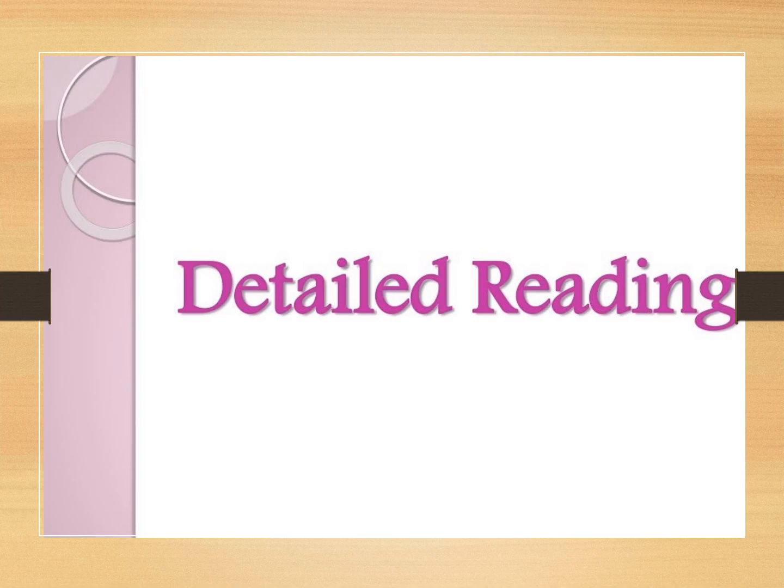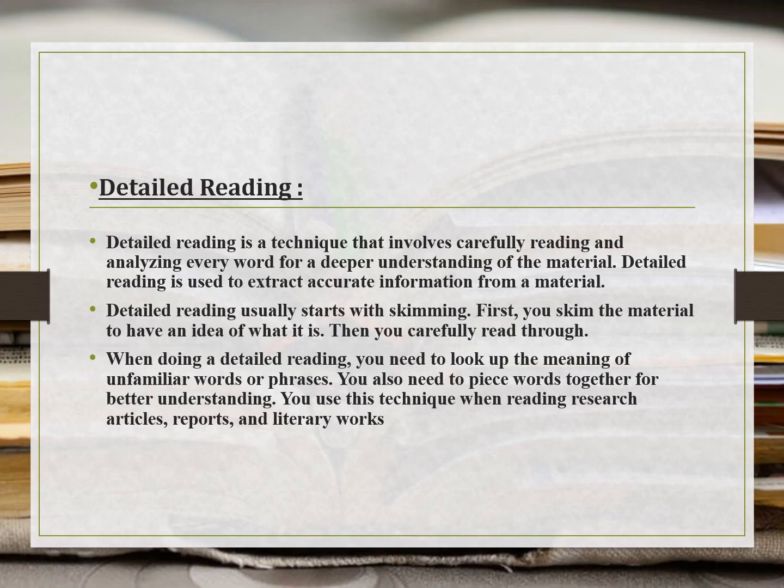Detailed reading. Detailed reading is a technique that involves carefully reading and analyzing every word for a deeper understanding of the material. Detailed reading is used to extract accurate information from a material. It usually starts with skimming. First, you skim the material to have an idea of what it is. Then you carefully read through.